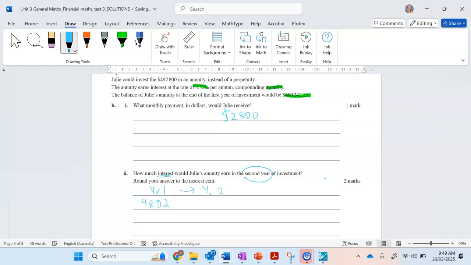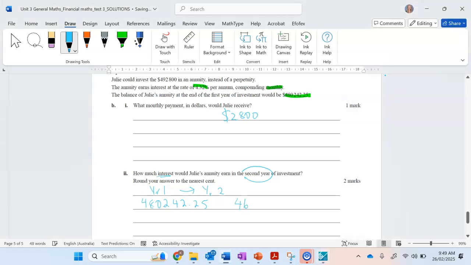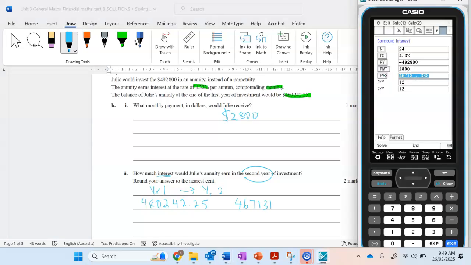All right, so after 1 year, she's got this amount, 480,242.25. And we've got to work out how much it is in year 2. So we can just change this to 24. Get rid of all this because the payment is just going to be 2,800. So the future value is this amount, 467,131.14.